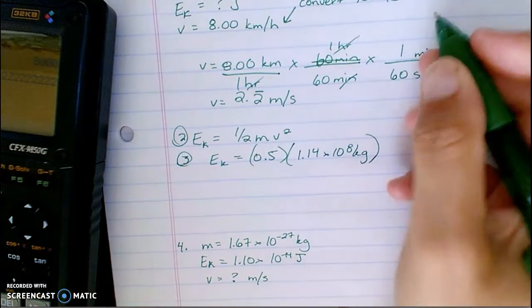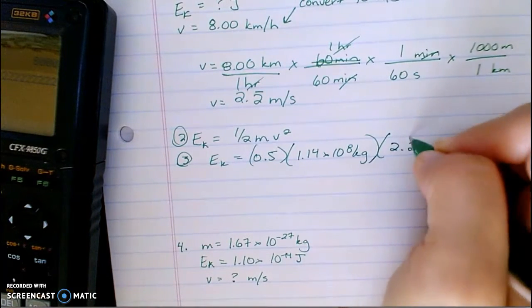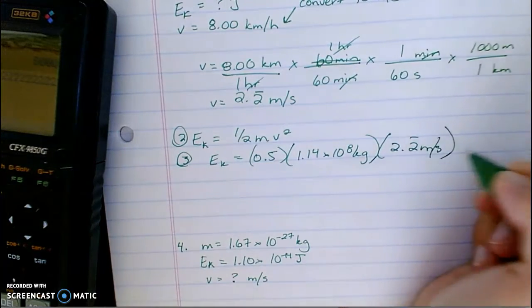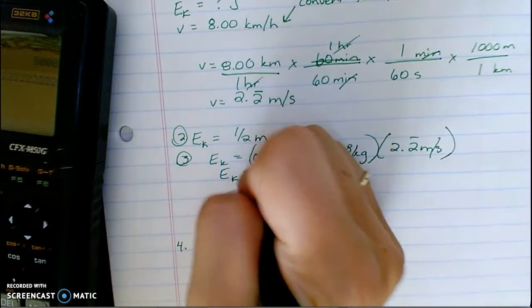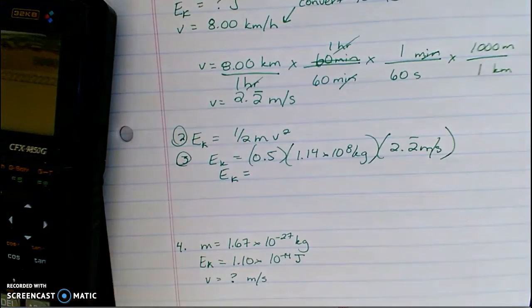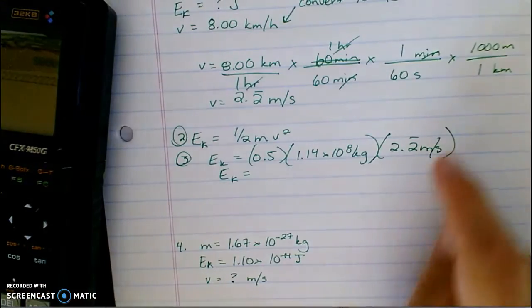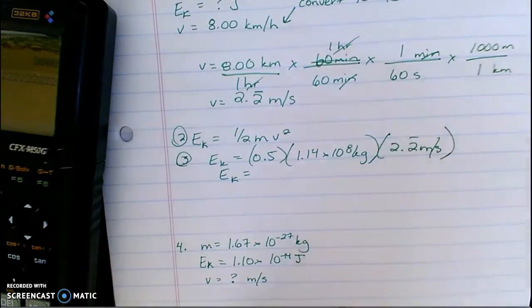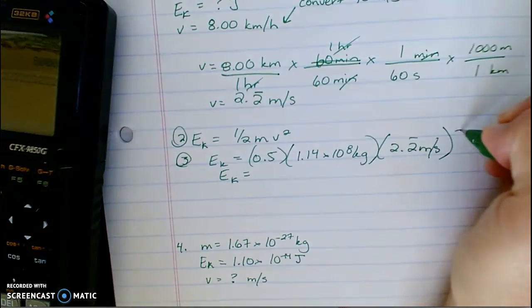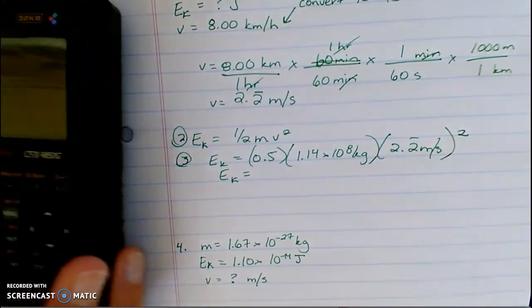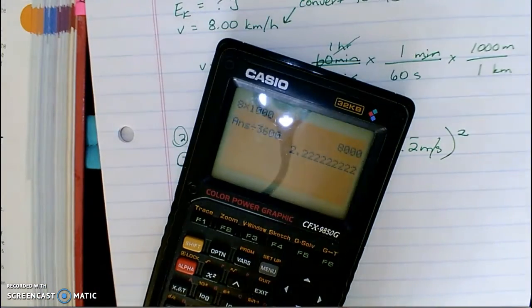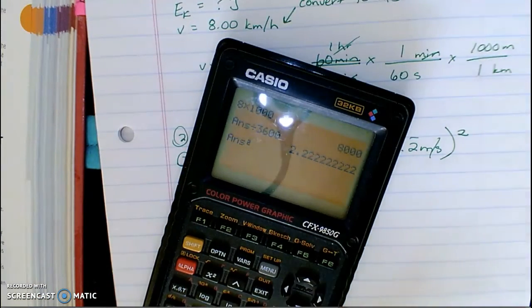Putting the units in along the way, and then 2.2 repeating. Okay, and let's see if we get that the same. See, I already forgot my squared piece. Okay, so we've got to put that in there carefully. So let's square that, this button.